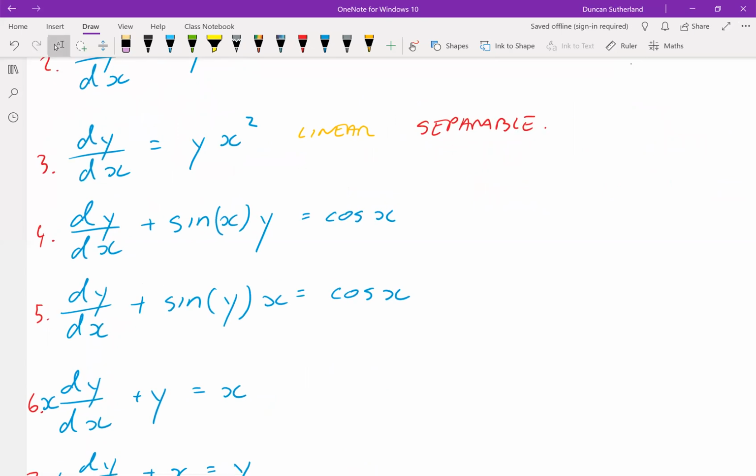All right, number 4, there's no function of y. There is a function multiplying y, but that function is a function of x alone, so that's cool. We've got dy dx all by itself. We've got another function of x. This is a linear equation in canonical form. It's also not separable because if you move this over, you'd have sine x plus cos x, sine x times y, and you'd have a cos x term. There's no way you can write that as a product of two functions. So that's not separable.